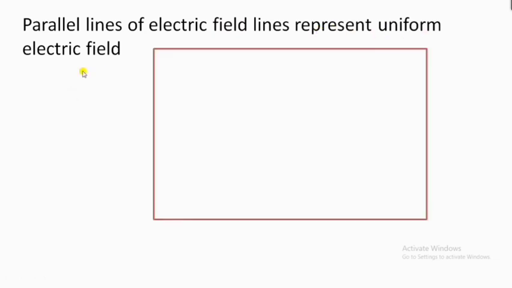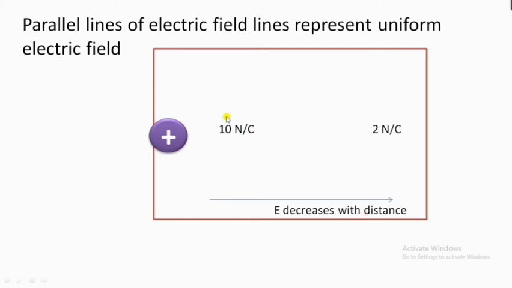Next property, if we have parallel electric field lines, then it represents a uniform electric field. Now let's understand how. So suppose I have a positive charge, we know electric field decreases with distance. So suppose out here is 10 Newton per coulomb and out here is 2 Newton per coulomb. So when you're going far away, the electric field is decreasing.